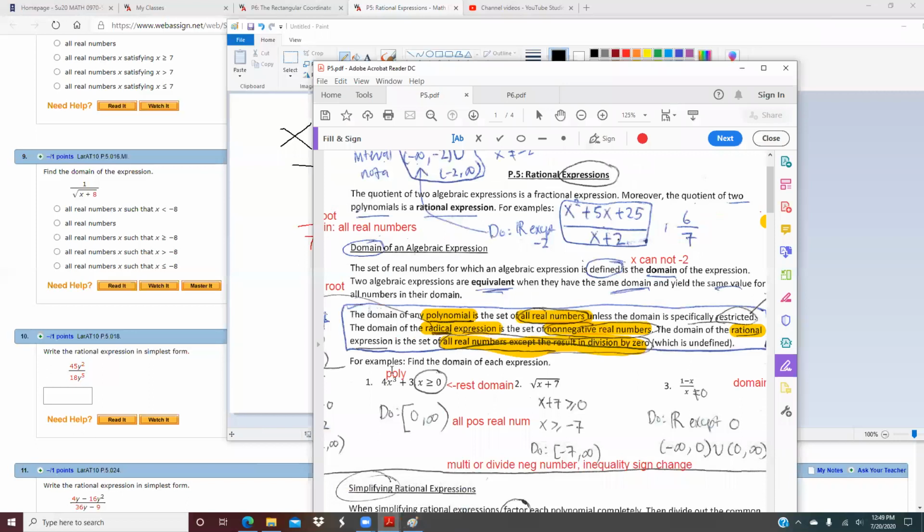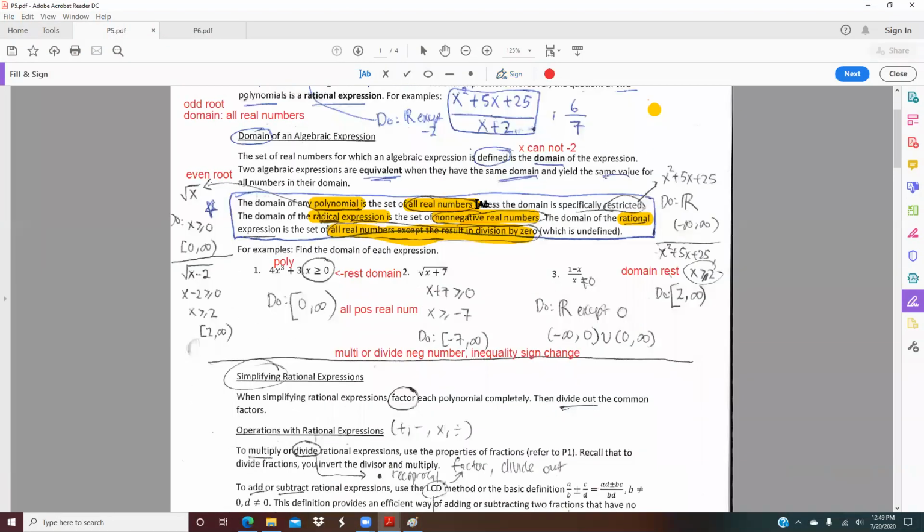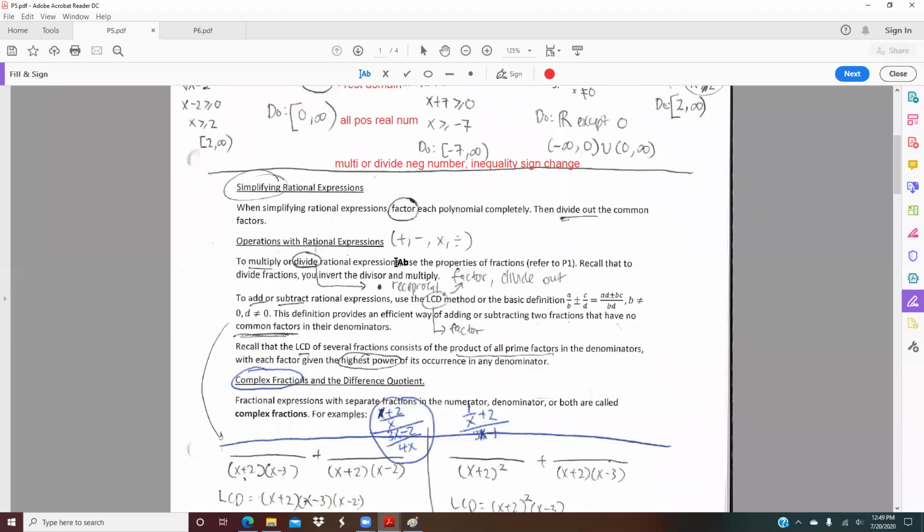Next, we're going to continue with, this is how we find the domain. So make sure you guys understand that. Next, we have to simplify. In order for us to simplify a rational expression, like what I just did previously, you have to factor it, and then after that, you divide out, okay? We can also add, subtract, multiply, and divide.